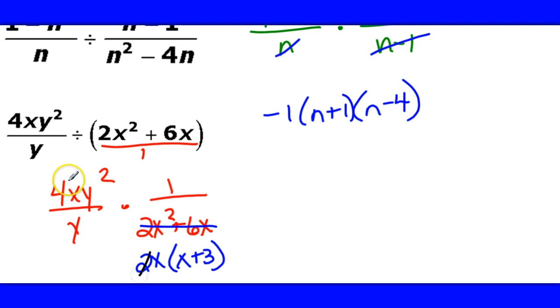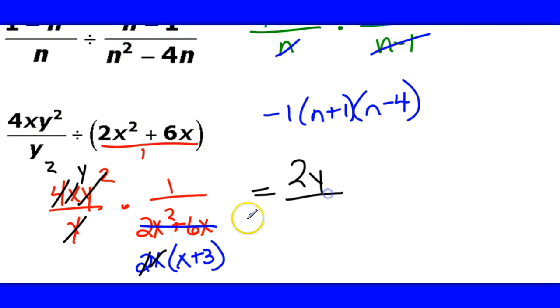Okay? What can we cancel out? Well, the 2 will cancel with the 4. The x's will cancel out. This y will cancel with one of the y's on the top. What do we have left? I have 2y times 1 on the top and x plus 3 on the bottom, and we are finished. And that's it. Okay? Have fun with these.